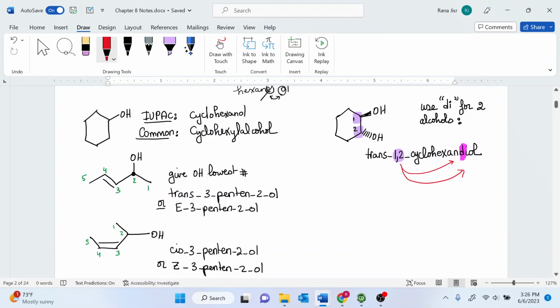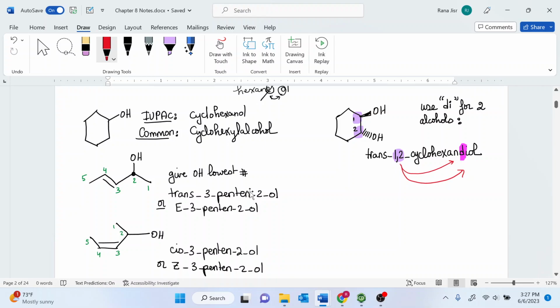So this is why I'm going to start numbering from this side and not from the other side, because my priority is the OH, and the OH needs to get the lowest number. So the OH is going to be on the second carbon, and the double bond starts on the third carbon. So that is going to be 3-pentene in this case. So you're going to do 3-pentene.